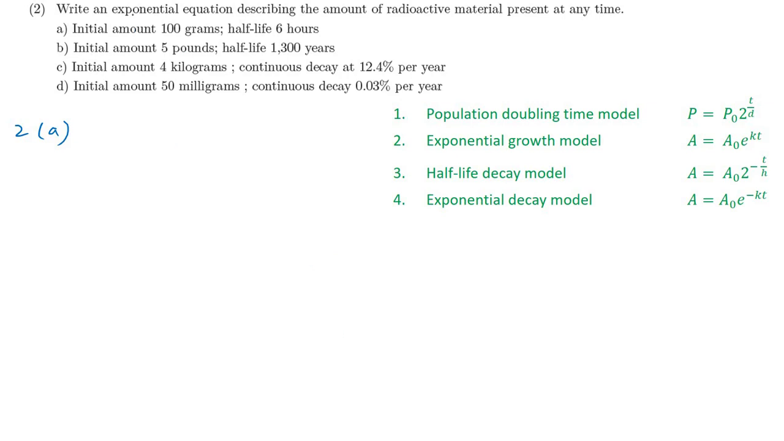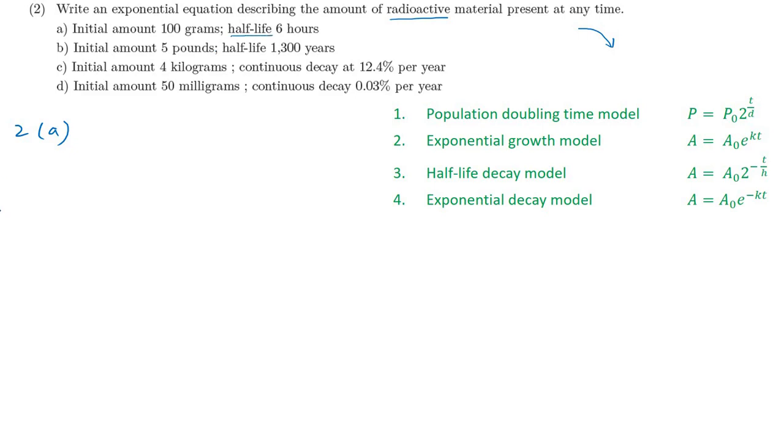Okay, write an exponential equation describing the amount of radioactive material present at any time. See here, mostly for radioactive material, it is like a battery. It will lose its power, so it is decay, it is going down. Remember this one. So the material will not grow, it will not increase, it will decrease. Why am I giving this keyword? Immediately when it is decreased, only two models should come to your mind: half-life decay or exponential decay. Okay, we'll see. Problem A, initial amount 100 grams, half-life 6 hours.